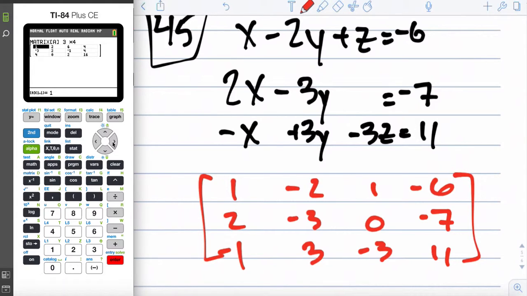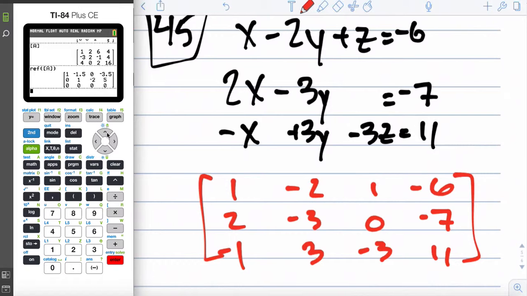In this case I want 1, negative 2, 1, negative 6, 2, negative 3, 0, negative 7, and negative 1, 3, negative 3, 11. Okay, second mode to quit. I want rref of A.